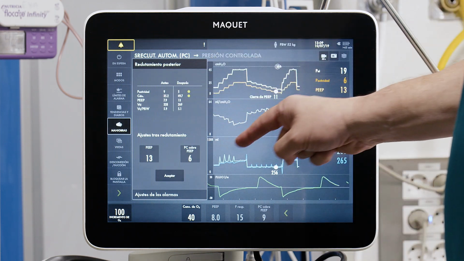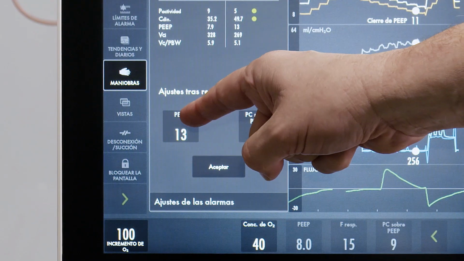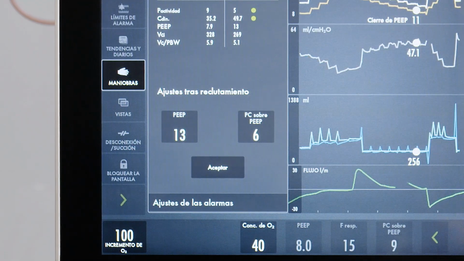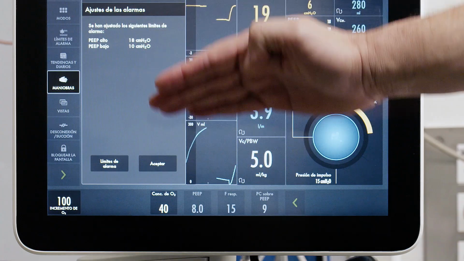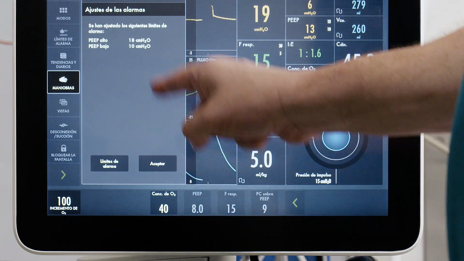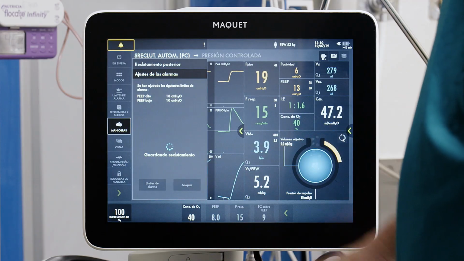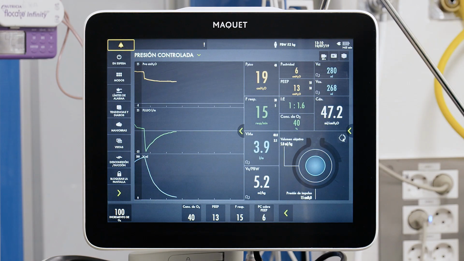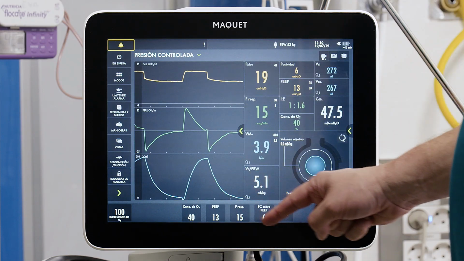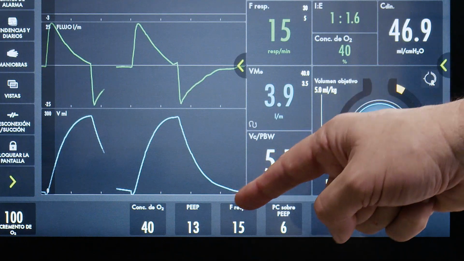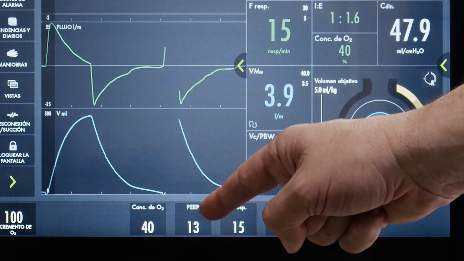So now these are the recommendations. The settings are a PEEP of 13 and a driving pressure of 6. If you accept now, the system will readjust the alarm settings, and we accept this around the PEEP level. And now we see that we have returned to ventilation in pressure control. We have a PEEP level of 13, the one that the system detected.